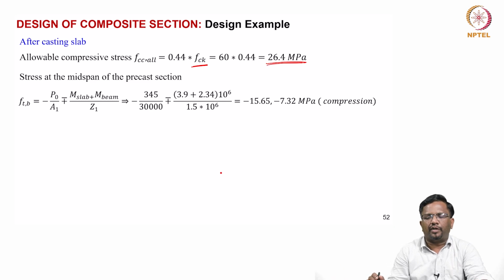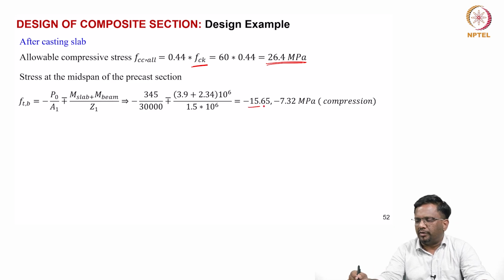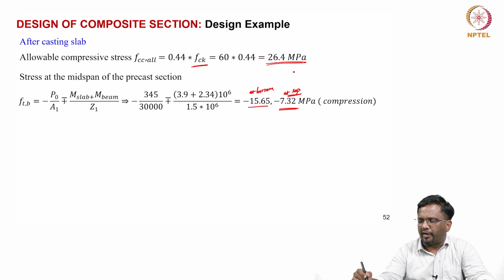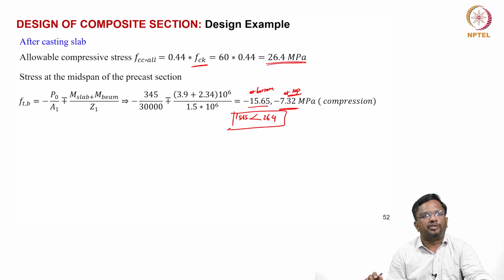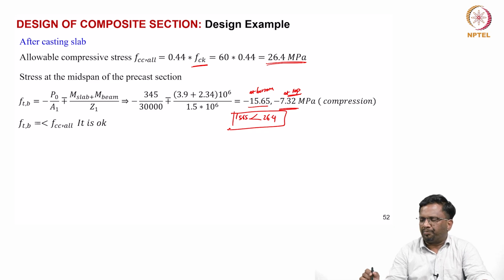Now, by including the weight of the slab, you will find that this is going to be minus or plus. So, this is at bottom and this is at top. So, again, in both the cases, minus 15.65, or I should say 15.65, is less than 26.4. So, compressive stress limits at the bottom are again satisfied. Okay. So, we have done the checking only for the transfer condition.